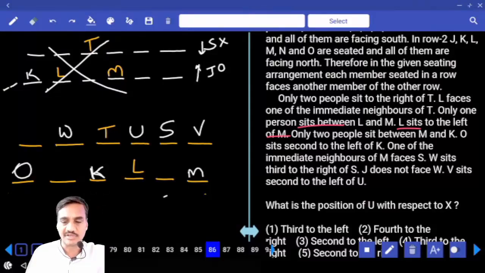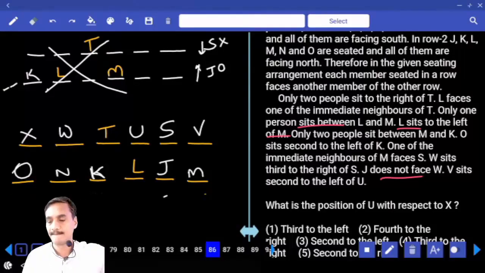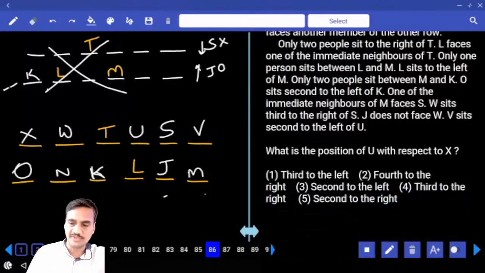And V sits second to the left of U, J does not face W. And J cannot be at this place, J is here. J, K, L, M, N, O, and here S, T, U, V, W, X. Done? Then, what is the position of U with respect to X? U with respect to X, 1, 2, 3.